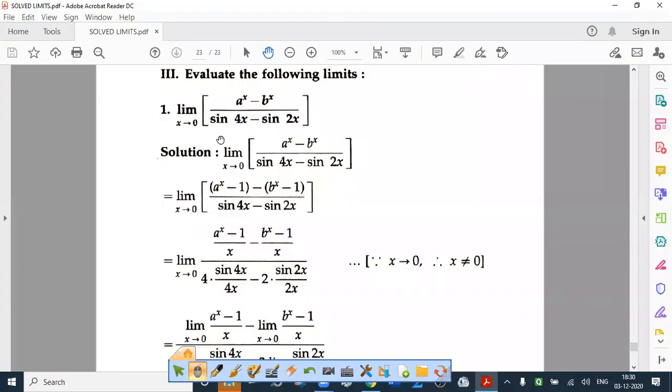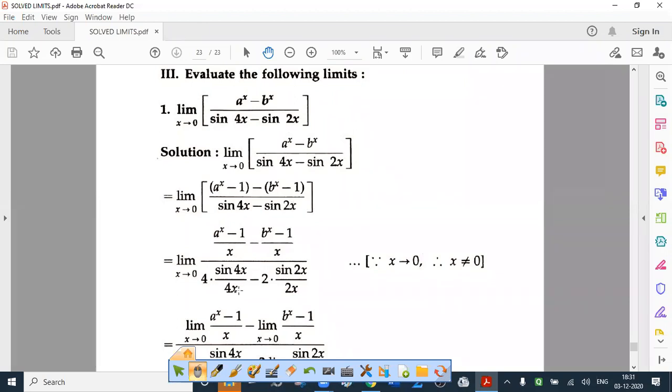Third one, first part: limit x tends to 0, a raised to x minus b raised to x upon sine 4x minus sine 2x. What is sine a minus sine b? In fact, there is no need to do that, but if you do so, then also you will get the same answer. But here they have just divided numerator and denominator by x. So in the numerator, subtract 1, add 1. So a raised to x minus 1 minus b raised to x minus 1. Divide numerator and denominator by x. So a raised to x minus 1 upon x minus b raised to x minus 1 upon x.